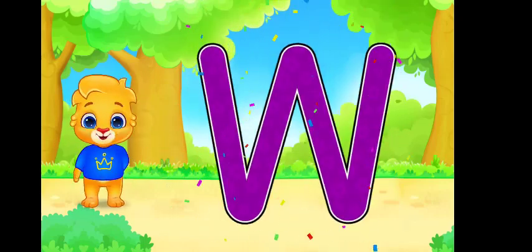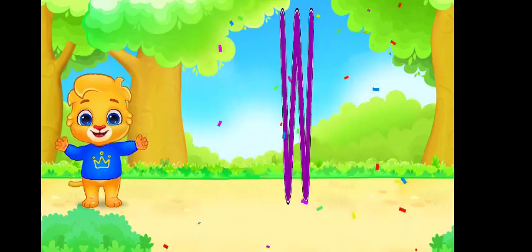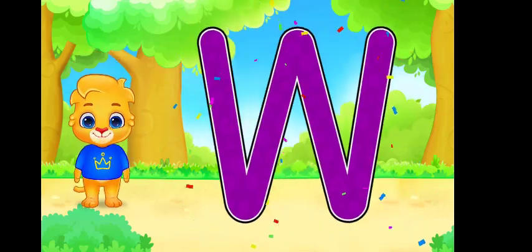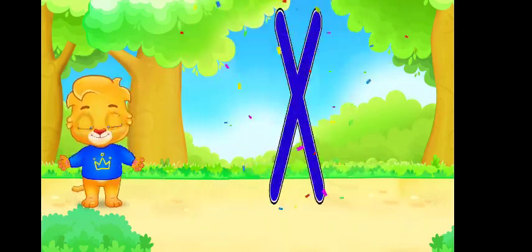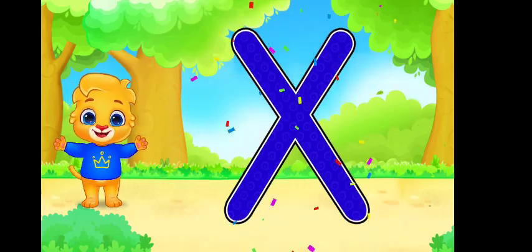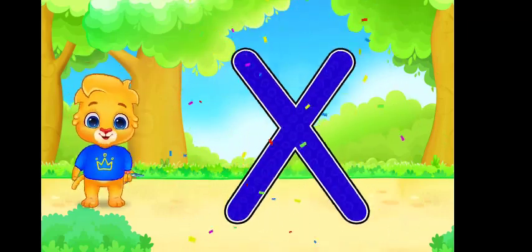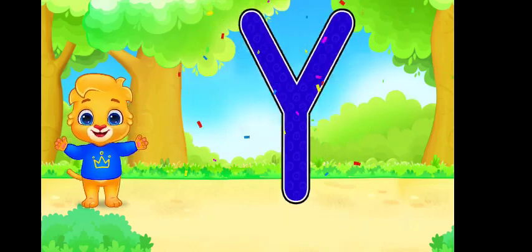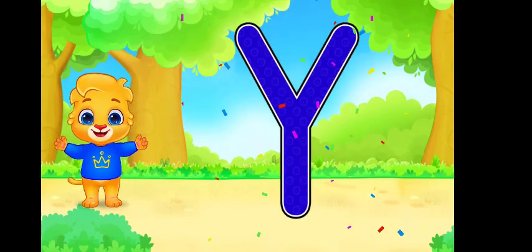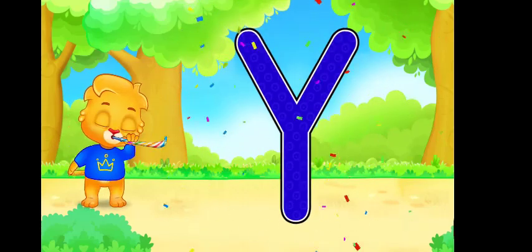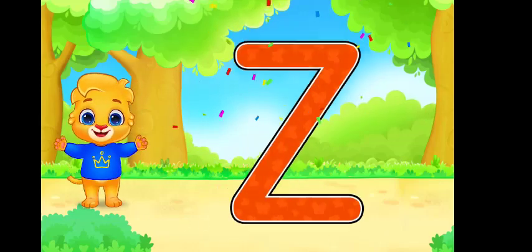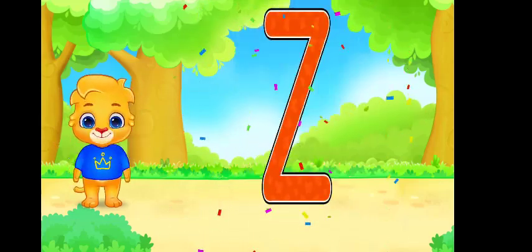W is for whistle. X is for X-ray. Y is for yak. Z is for zebra.